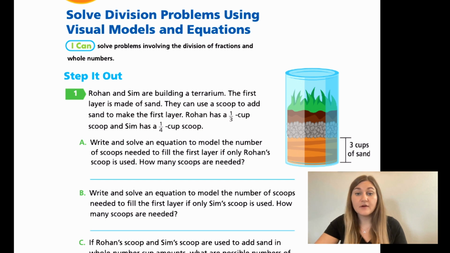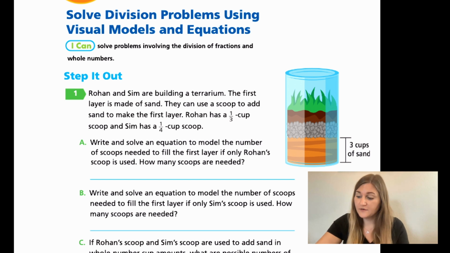So we need something from the picture showing that the total amount of sand was equal to that 3 cups. So we need to know, are we splitting up Rowan's 1/3 cup, or are we splitting up the 3 cups of sand by scoops? We're splitting up that 3 cups of sand. So that needs to be our first number in our division problem. So we're taking the 3, and then Rowan's scoop was 1/3. So now we're dividing it by 1/3.